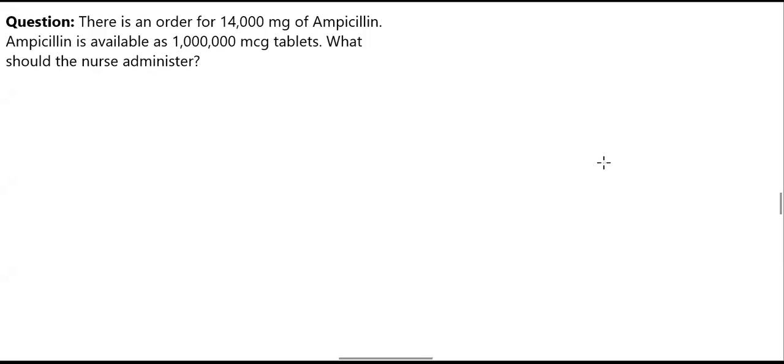All right, next question. There is an order for 14,000 milligrams of this drug, which is available as 1 million microgram tablets. What should the nurse administer? Now we know these are all tablet questions or capsule questions. These are all mass questions. So that desired over have is going to work. And I'm looking for tablets. I'm just going to put that in the corner so I don't forget my unit. Did I even spell tablets right? Yeah, sure, good enough.